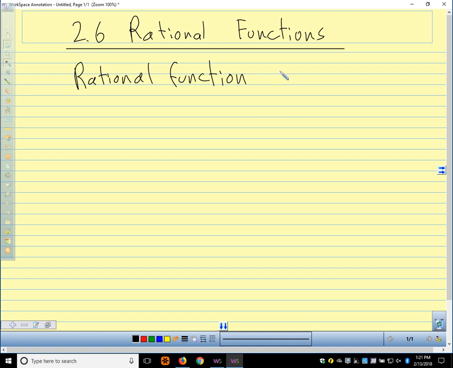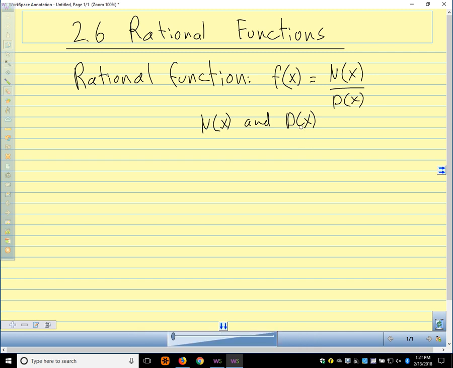A rational function, f of x, is a ratio of polynomials. And we also talked about how that is a D, yes. D as in denominator, N as in numerator, N of x and D of x.